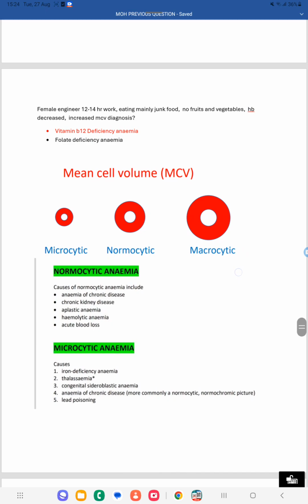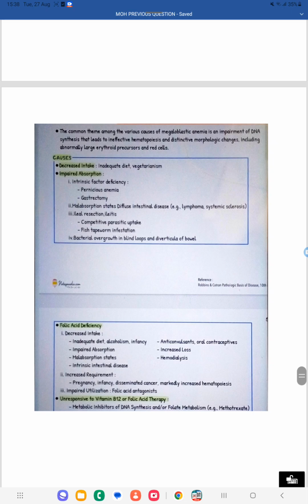So here the question was increased MCV, which means the patient is suffering with macrocytic anemia, and they have not mentioned the normoblast. So you have to think about vitamin B12 and folate deficiency. Okay, so these two options you can get. And here they are mainly telling about eating junk foods, no fruits and vegetables. Inadequate diet they are telling. So because of the inadequate diet, you will be getting vitamin B12 deficiency anemia.